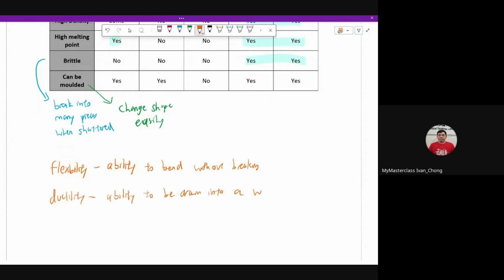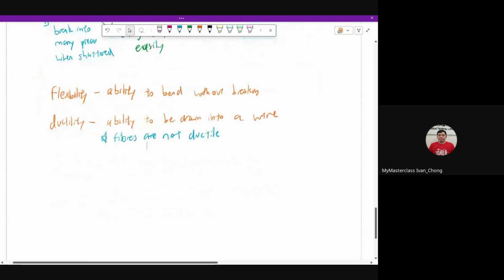Now, this one is a bit special, but you just need to note fibers are not ductile, because fibers are already in the form of a wire or a string itself, right? So they are not considered to be ductile because you cannot change it into a wire when it's already a wire. Does that make sense? Just note that fibers are not ductile itself.